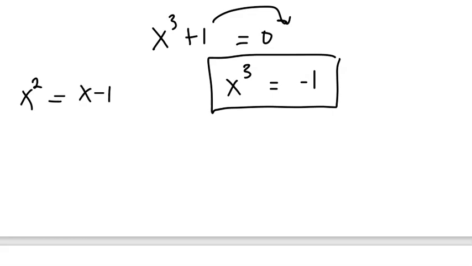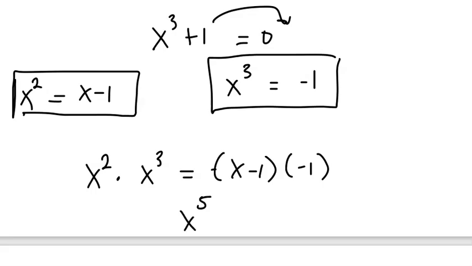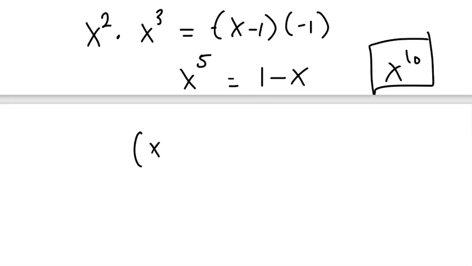So from here, let us recall that x squared is equal to x minus 1. So let's find the product of x squared and x cubed. Their product, x squared multiplied by x cubed, will be equivalent to the product of x minus 1 and negative 1, right? So from here we get x to the power of 5 is equal to, the signs will change, 1 minus x. I think we're almost done. To obtain x to the power of 10 at the left hand side, we need to square both sides. So we get x to the power of 5 squared, which is equal to 1 minus x, squared.